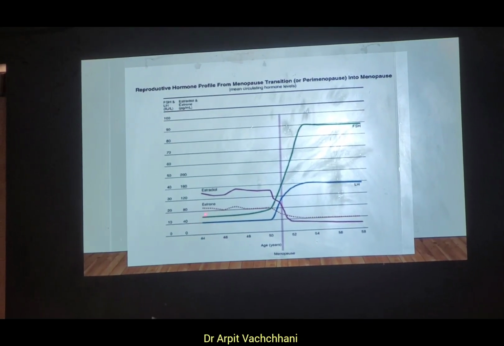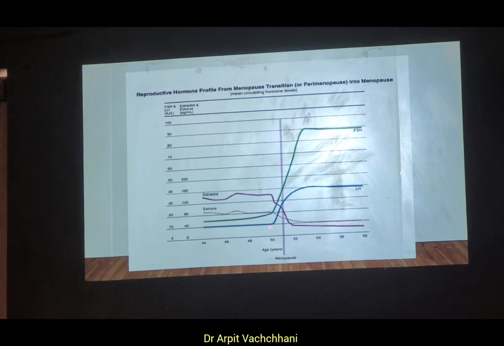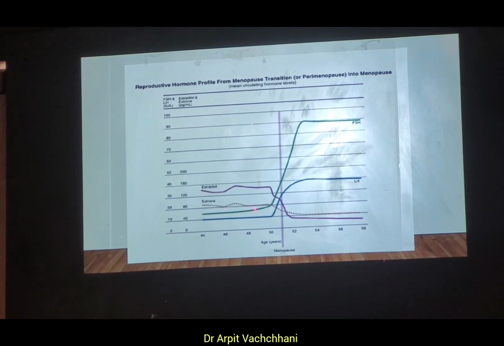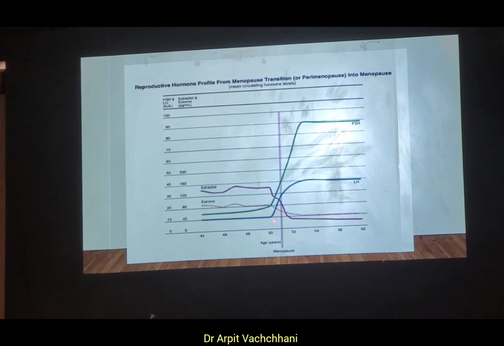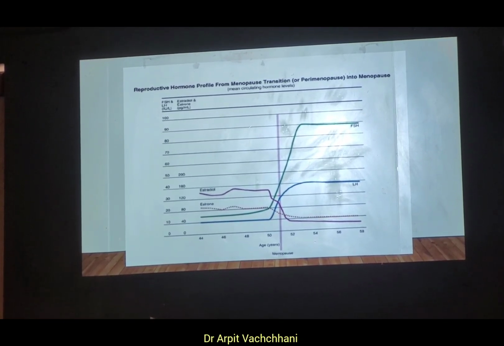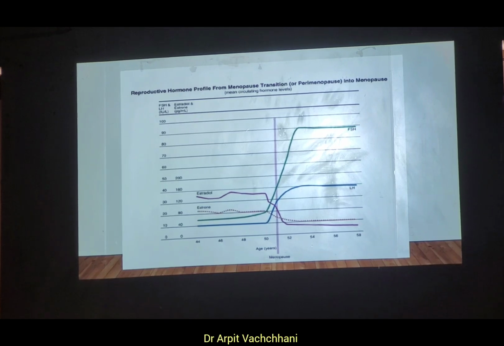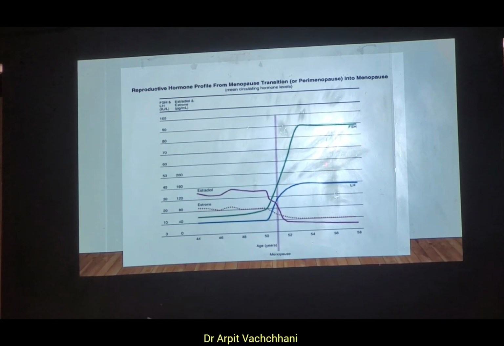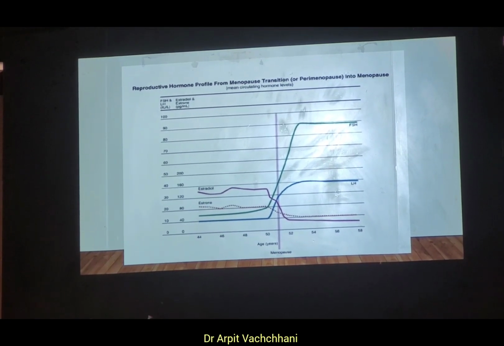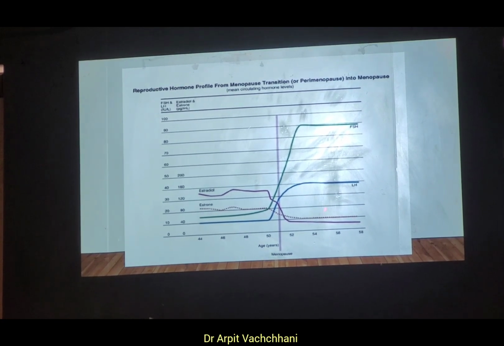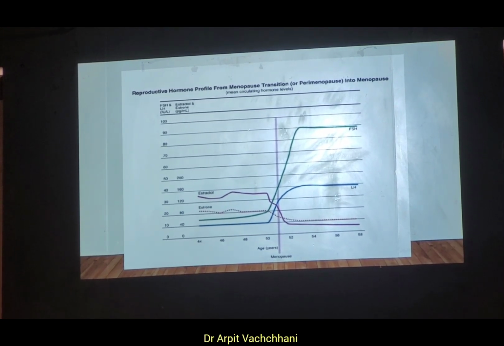Similarly, following it, the LH level. But the difference is that the LH level you see is constant. It is not increasing earlier as FSH. The LH level starts increasing only about 1 to 2 years before menopause. It also increases, but the peak is less as compared to FSH. While the FSH level increases 10 to 20 fold, the LH level is increasing only 3 to 4 fold.